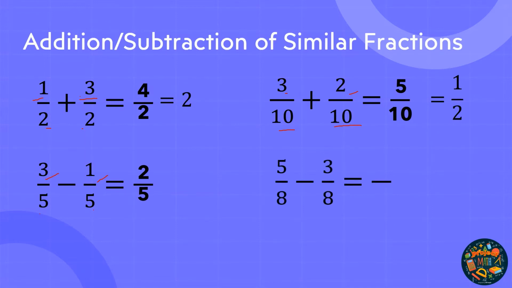And then, we have 5/8 minus 3/8. So subtract the numerators. 5 minus 3 is equal to 2. Then copy the common denominator, which is 8. Then simplify the result. So the GCF of 2 and 8 is 2. 2 divided by 2 is 1 and 8 divided by 2 is 4. So therefore, the answer is 1/4.